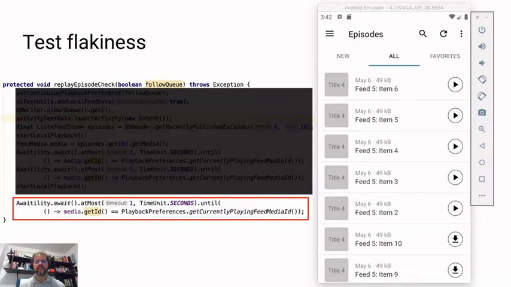First, what exactly is flakiness? A flaky test is a test that both passes and fails without any changes to the code.